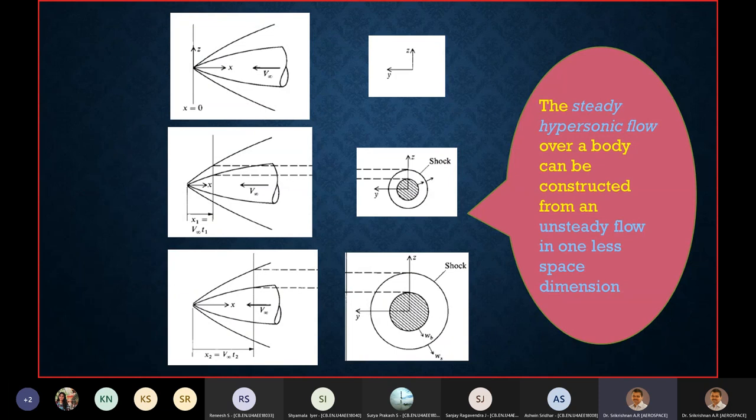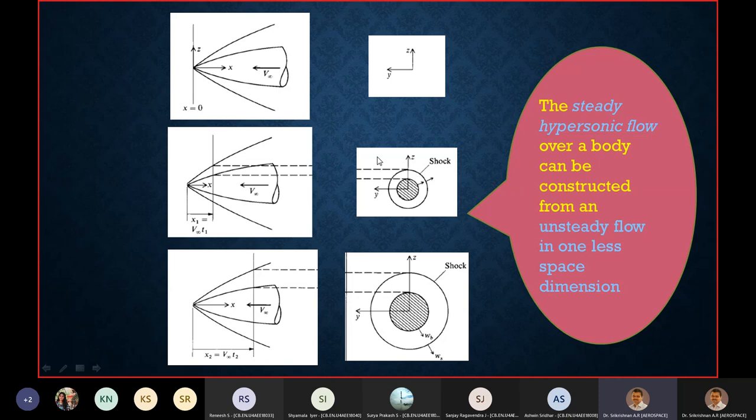That is, the steady state hypersonic flow over a body can be constructed from an unsteady flow in one less space dimension. I want to highlight that this is only applicable to hypersonic flow, because the mathematical similarity that we find is only subject to hypersonic and slender assumptions. So that's why the method is so specific to hypersonic flows. The match, or the mapping, between the steady 2D and the unsteady 1D is what is shown in this schematic progressively from the top to the bottom.